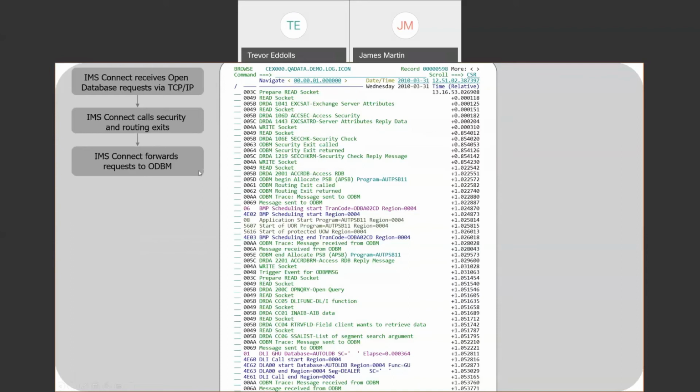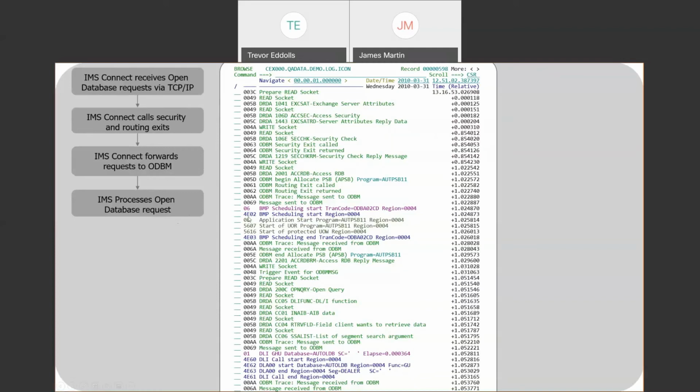Then Connect forwards requests to ODBM. That's where the security exit is called. The security is checked, and we see the access RDB, the relational database. Again, open database. We don't talk relational database in IMS, but we then allocate the PSB here, this program AUT PSB11. The routing exit is called. IMS processes the open database request.